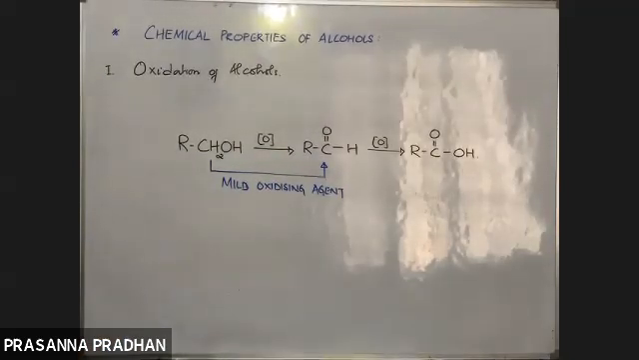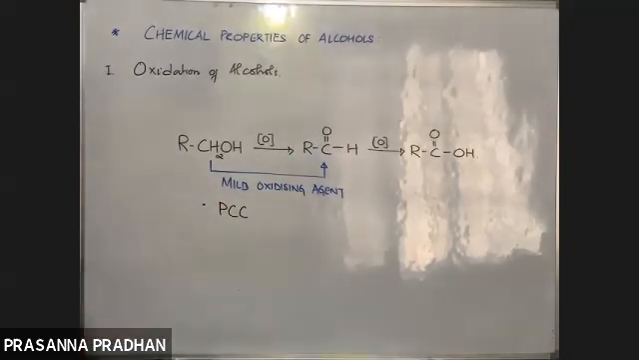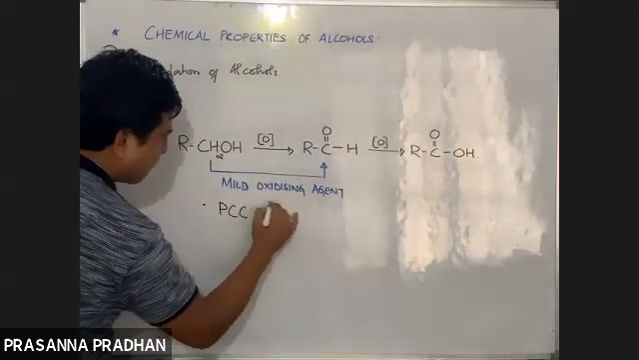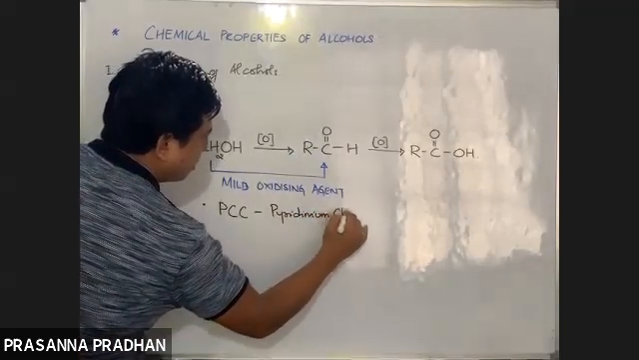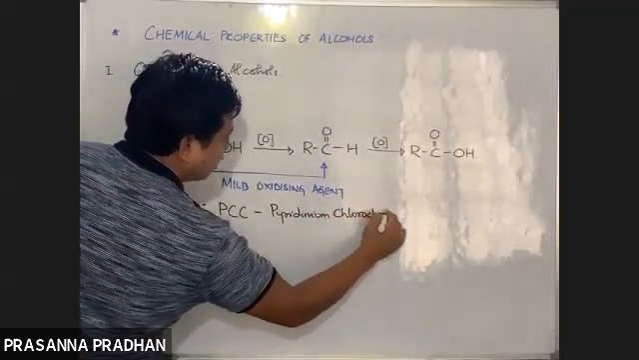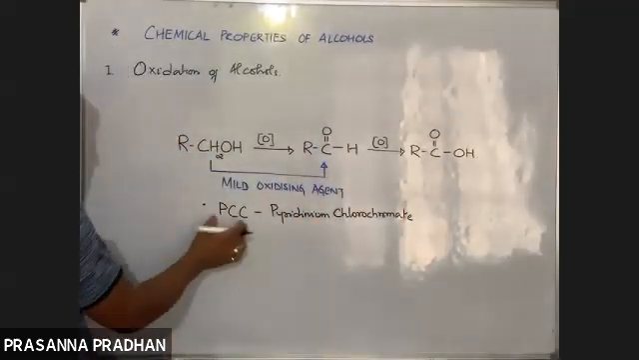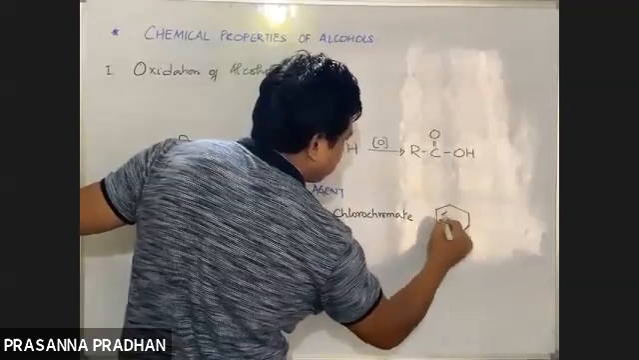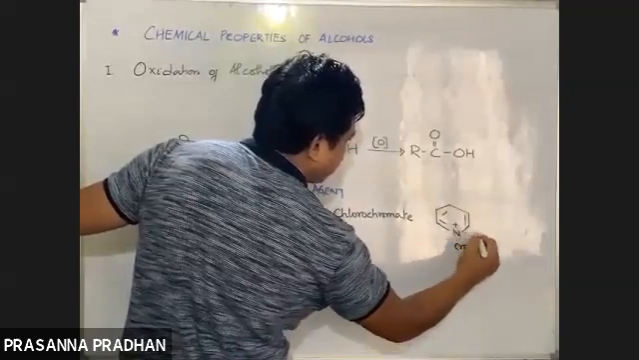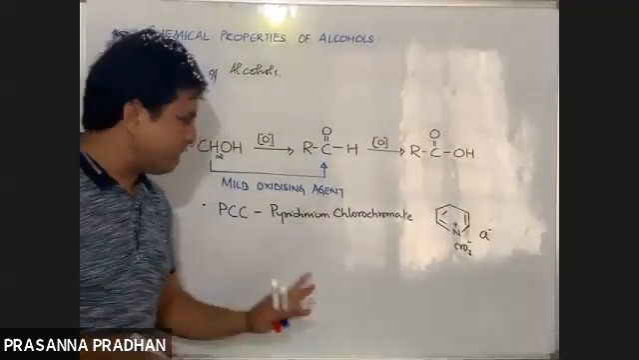Now you must be wondering, what are the mild oxidizing agents? So the examples of mild oxidizing agents are: number one, PCC. It's an abbreviation. So what is the name? Pyridinium chlorochromate. You don't need to remember the full name, just the abbreviation. If you require, I'll give you the structure as well. The structure is like this: CrO3 negative, Cl negative, like this. Pyridinium chlorochromate. But all these things are not required, just the abbreviation is enough.